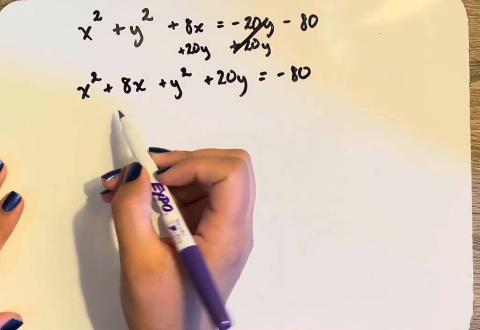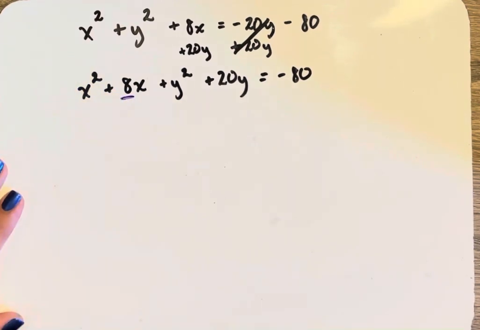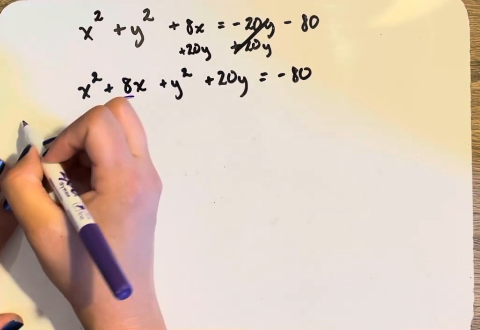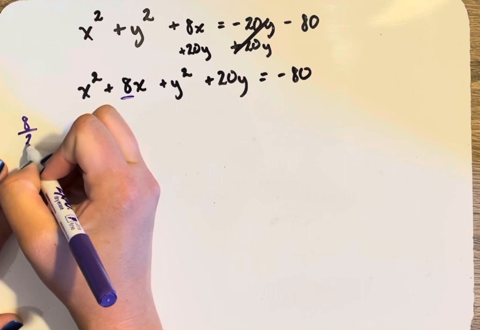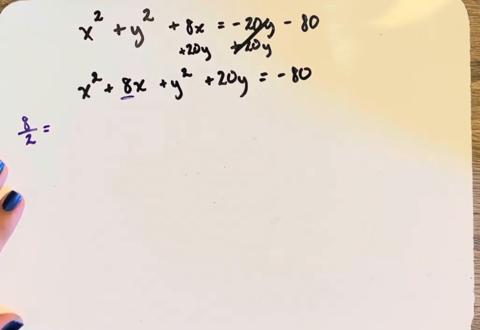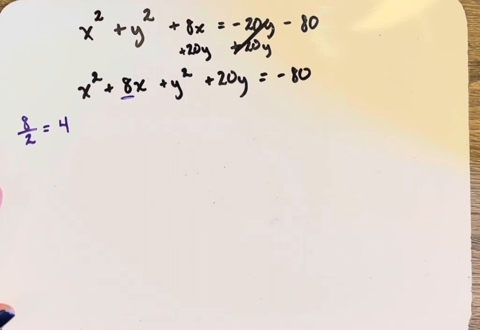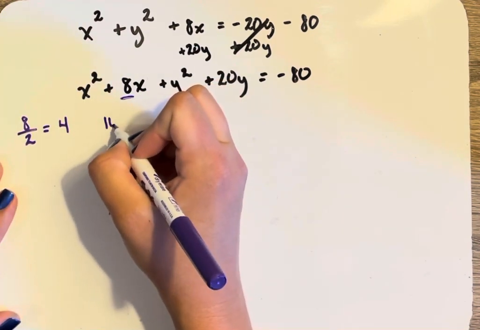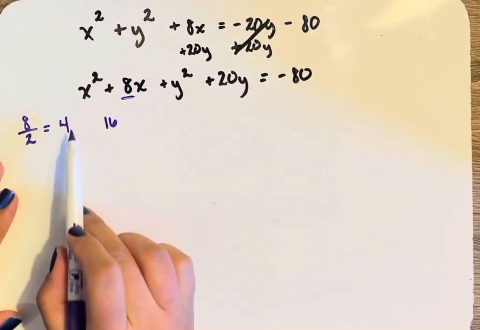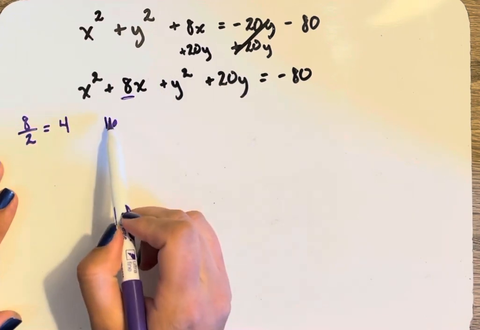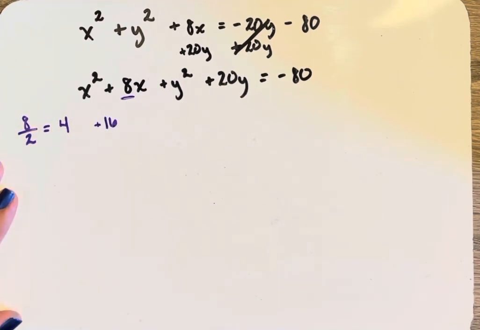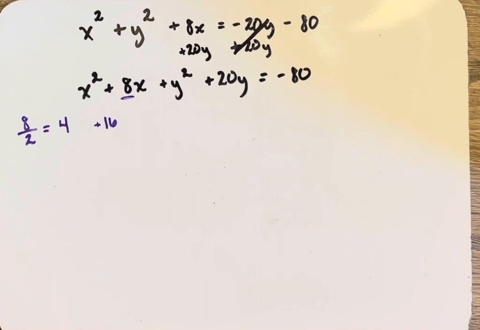So my magic number for x comes from the coefficient of x to the first. So I'm going to take that coefficient and divide it by 2. 8 divided by 2 is 4. That means the number I'll be adding to both sides is 16, 4 squared. So this is what I will add to both sides of my equation for x.